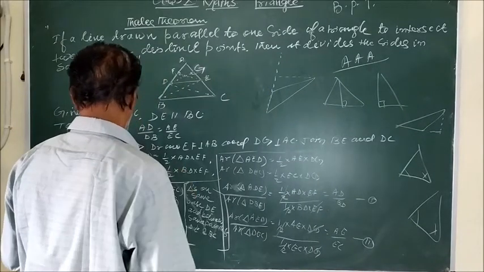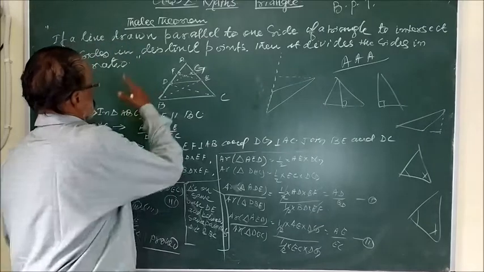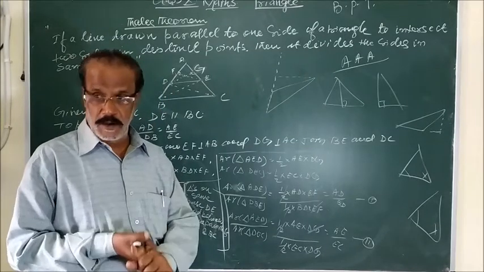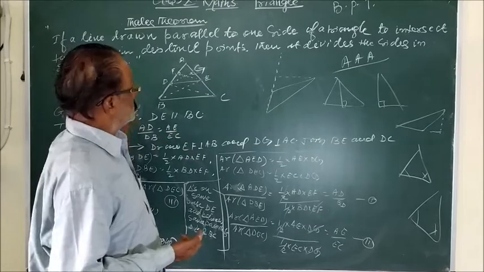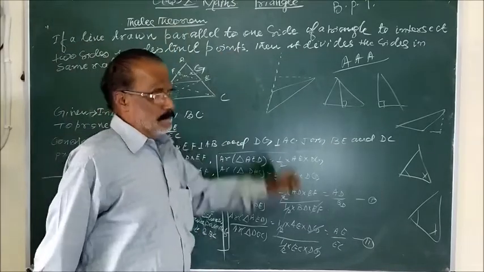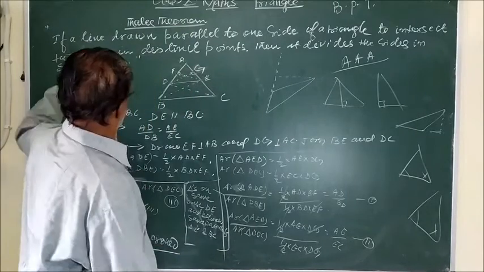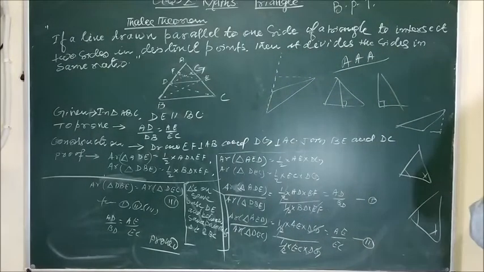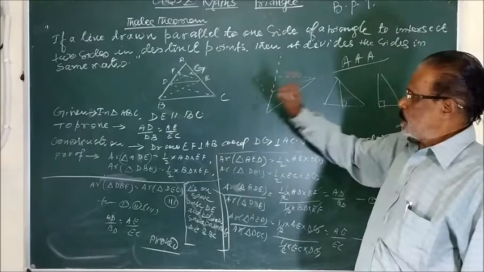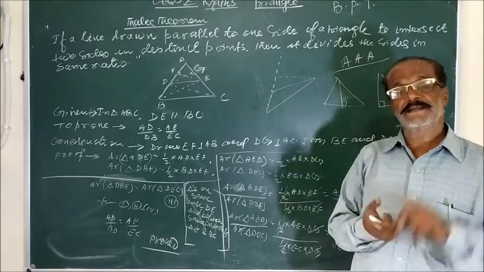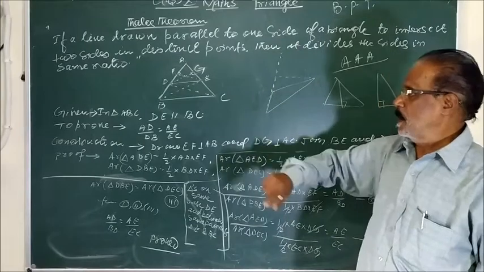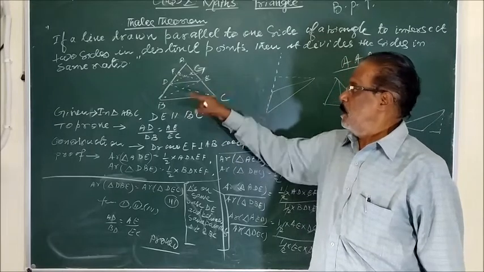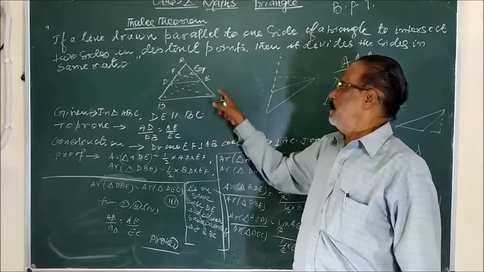I want to once again explain this Thales theorem. Thales was a very famous mathematician. He has given a number of theorems in geometry. In class 10, this is called the basic proportionality theorem. What is the theorem? If a line is drawn parallel to one side of a triangle to divide the other two sides, then the sides are divided proportionally in the same ratio. According to the theorem, you draw the figure: triangle ABC, DE parallel to BC. You have to prove AD by DB equals AE by EC.